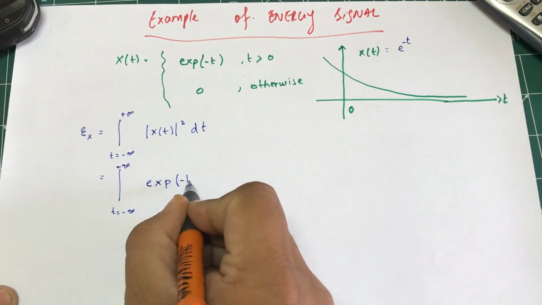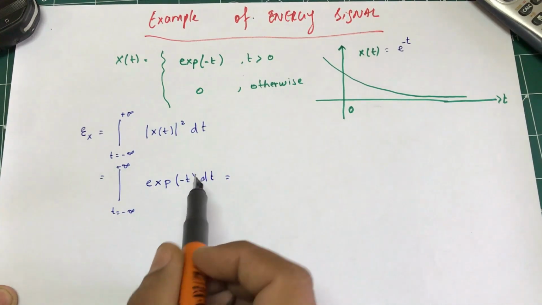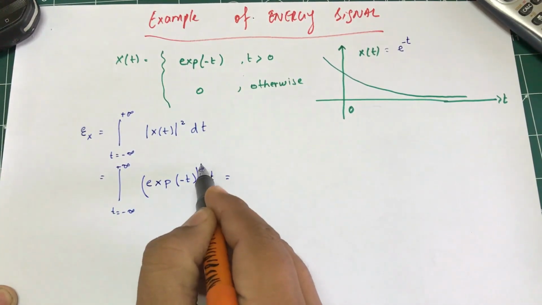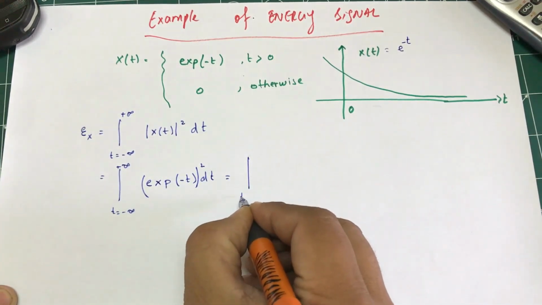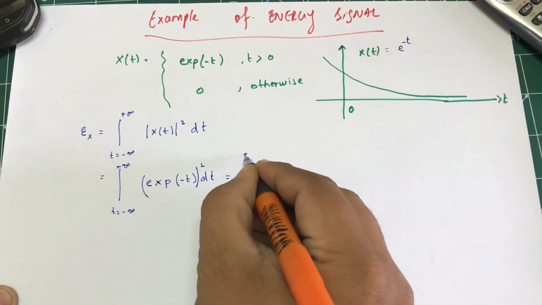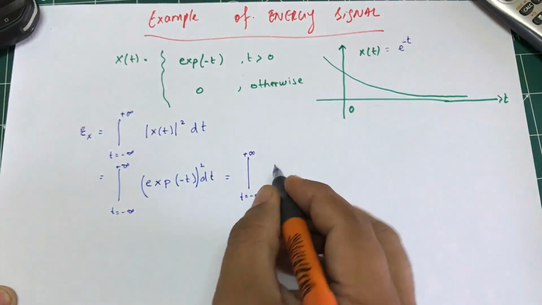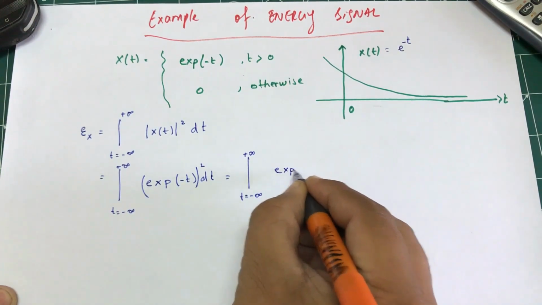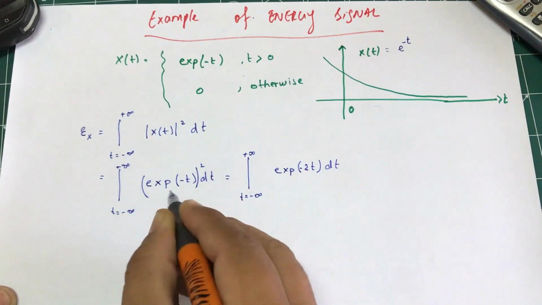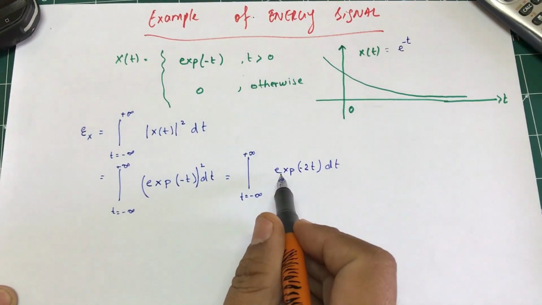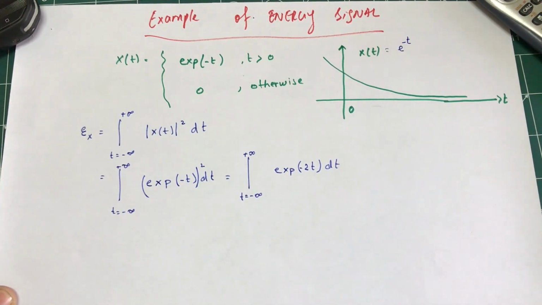exp negative t dt. Now what happens when I square this signal? So I'm going to square this signal, and this is what I would get: negative infinity to positive infinity. Now this kernel, right here, when I square it, actually becomes exp minus 2t dt. So when I square this, it will become e to the negative 2t dt. This is what the signal would become.